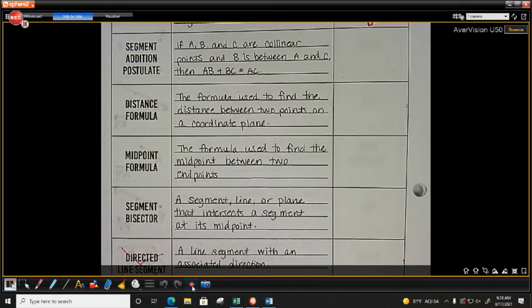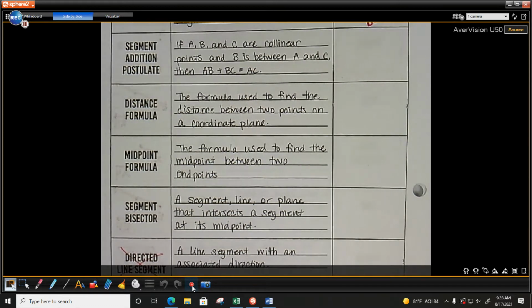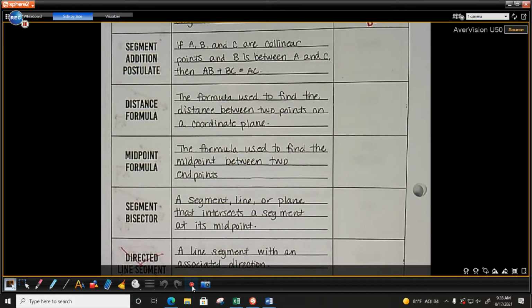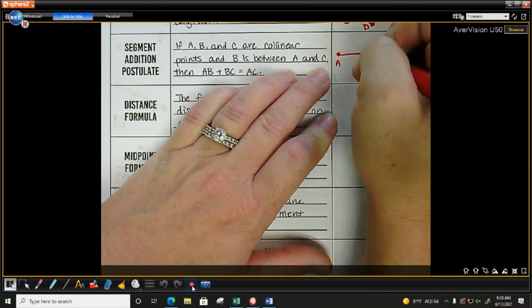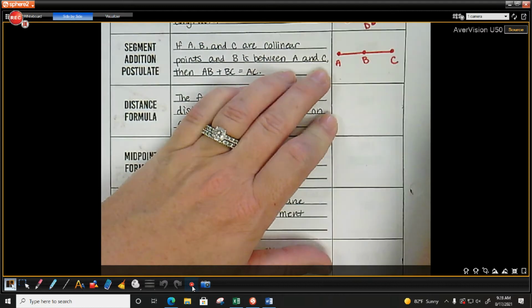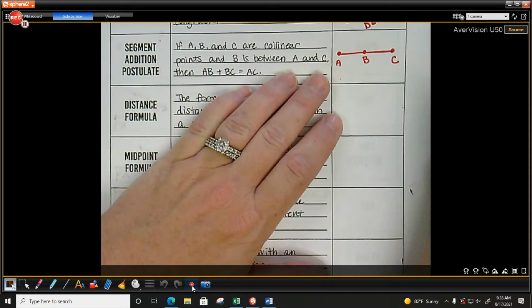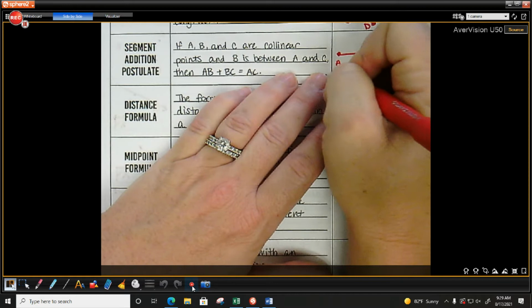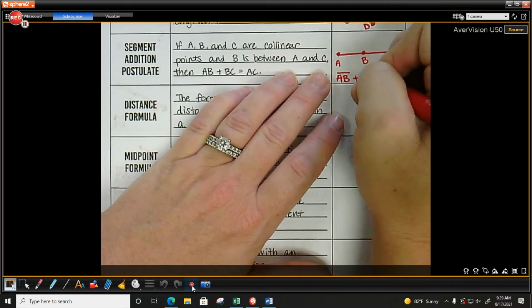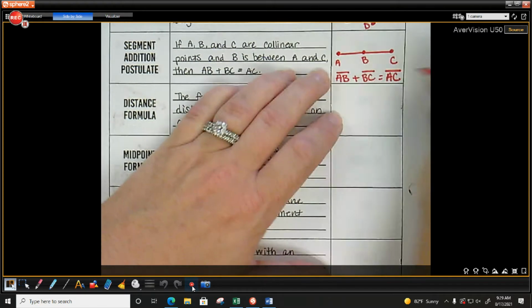Okay, so the segment addition postulate says if A, B, and C are collinear points, and B is in between A and C, then AB plus BC equals AC. So what does that mean? You have a line, and A, B, C are on the line. They're collinear, okay? B is in between A and C. So segment AB plus segment BC equals the total segment AC.